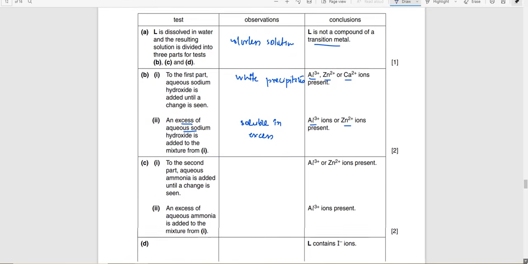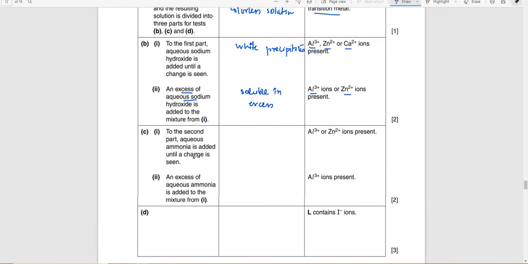Moving on, to the second part, aqueous ammonia is added until a change is seen. These two ions are present in aqueous ammonia. They also have white precipitates. If only aluminium ions are present, we know that in excess ammonia, aluminium ions are insoluble in excess. Only zinc ions are soluble in excess. The rest of the white precipitates are insoluble in excess, so you will write insoluble in excess. So that is the short listing of it.